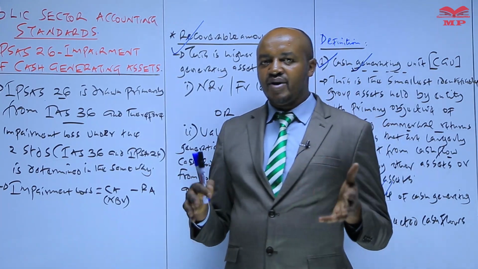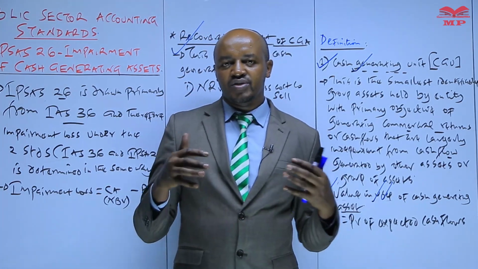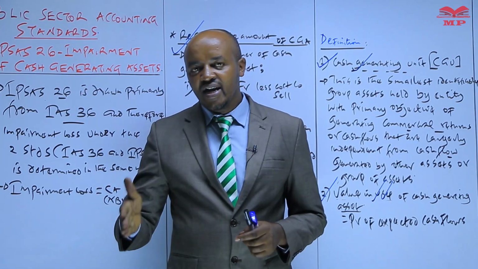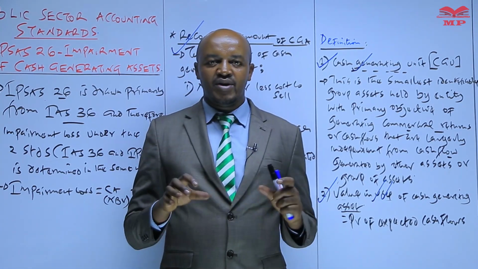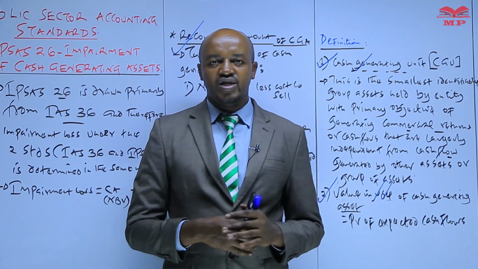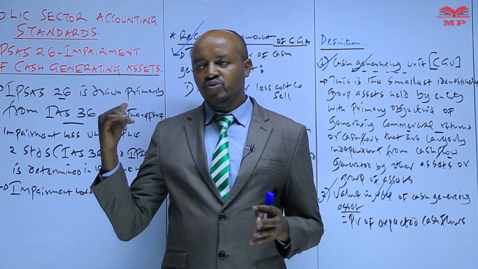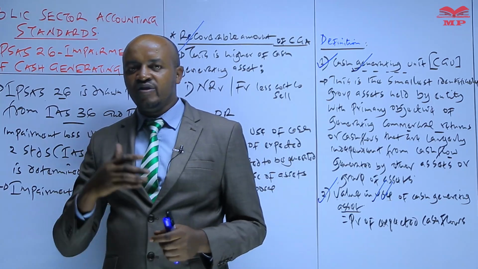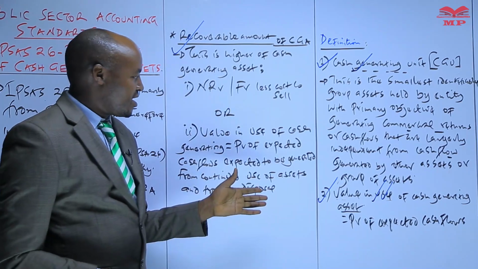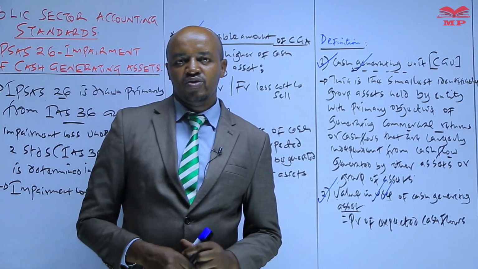But basically, what we have said is that IPSAS 26 and also IAS 36 are the same, meaning that how we determine the impairment loss under the two standards is actually the same. And we don't have any question tested from this particular standard whereby the examiner required candidates to compute the impairment loss under IPSAS 26. The questions usually tested are under IAS 36.